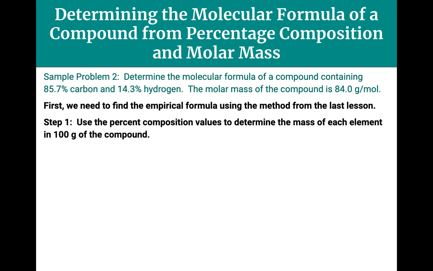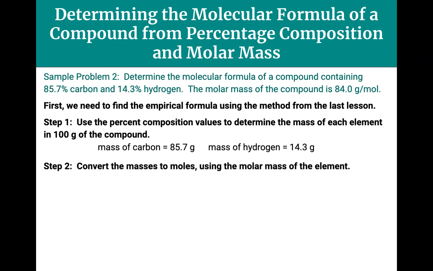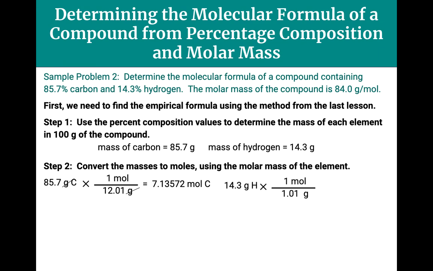So we're going to take those percent composition values, we're going to assume that we have 100 grams, and we're going to convert them into masses. So we have a mass of 85.7 grams of carbon and 14.3 grams of hydrogen. Next step, you'll remember, is to convert to moles, using the molar mass of the element. So we take the 85.7 grams of carbon, divide it by 12.01, and we get 7.13572 moles of carbon. We do the same for hydrogen, 14.3 grams of hydrogen divided by 1.01 grams, and we have 14.15842 moles of hydrogen.